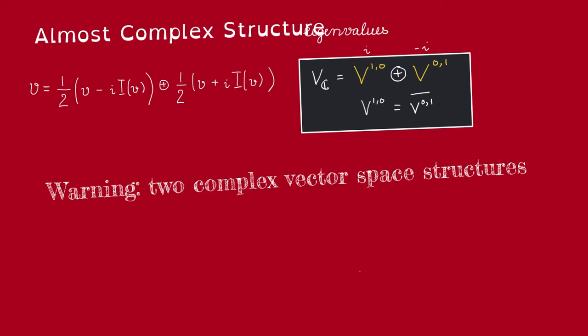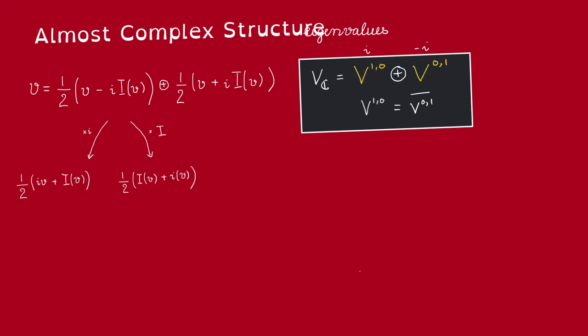Now we want to make a warning. So far we have two complex vector space structures on this complexification. We have a complex vector space structure given by little i, and one given by this big I. We have to be careful about distinguishing them because they coincide on this V^{1,0}, but they do not coincide on this V^{0,1}. So they agree on the first component here, but they actually differ by a sign on this component here. Let's actually check that.